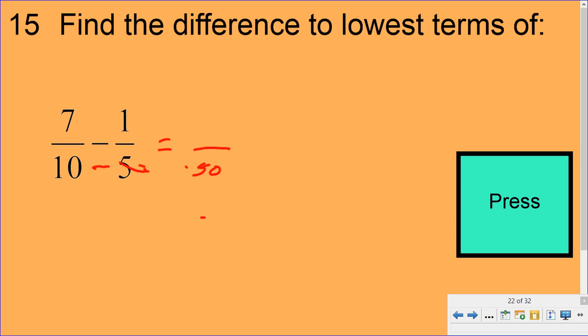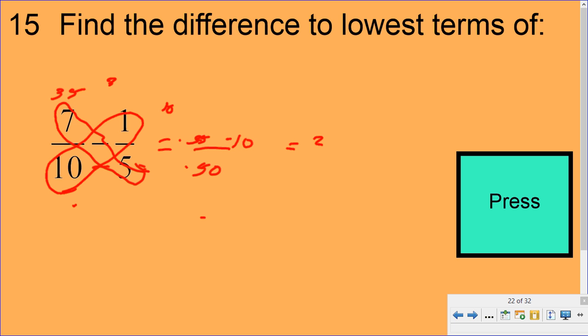Now I'm going to cross multiply. 5 times 7 is equal to 35. And I'll put my 35 up here. And then I'm going to cross multiply down here. 10 times 1 gives me 10. And remember, I'm going to subtract. So 35 minus 10 gives me 25. And I keep my denominator, which is 50.